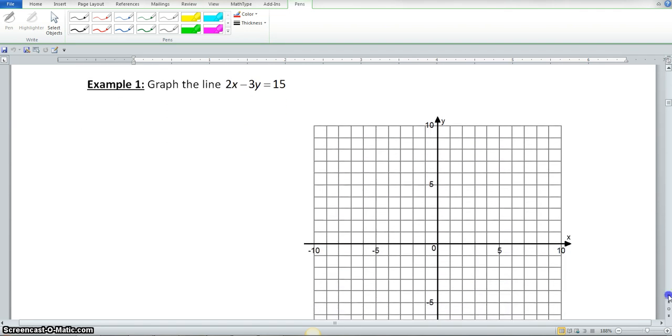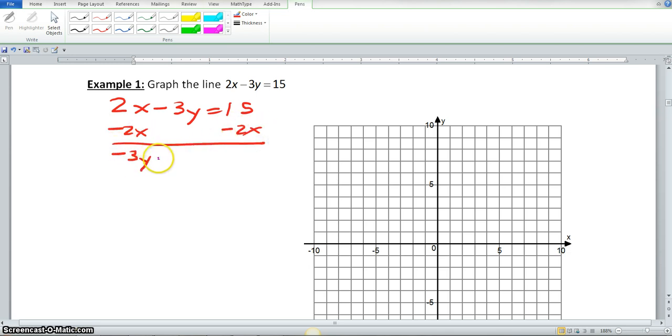Now we come down here to example 1. It says graph the line 2x minus 3y is equal to 15. Now remember, our first course of action is we want to get y by itself. So what we need to do here, we will write this equation again. We have 2x minus 3y is equal to 15. So we will subtract 2x on both sides. And we will have negative 3y is equal to negative 2x plus 15. Now we have to get y by itself, so we divide each individual term by a negative 3.